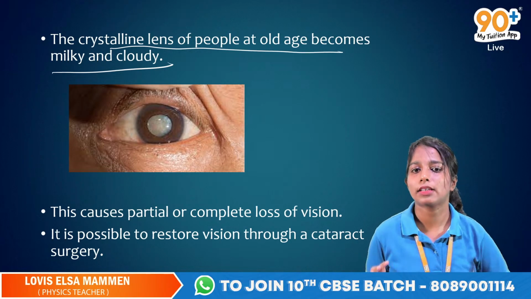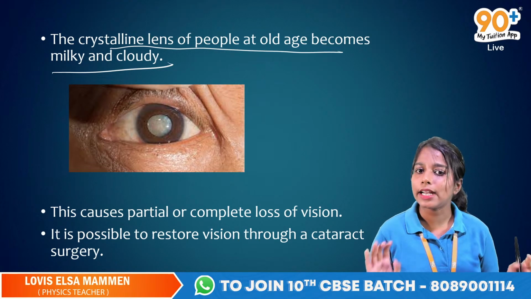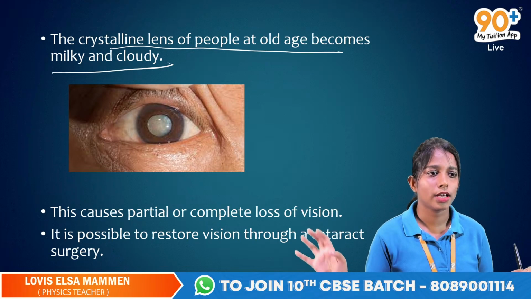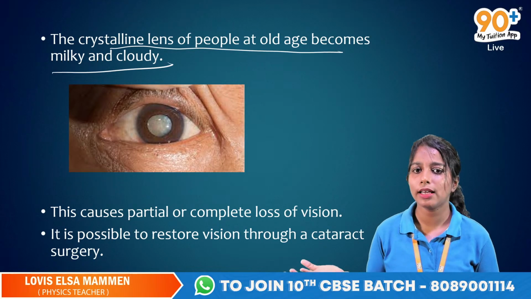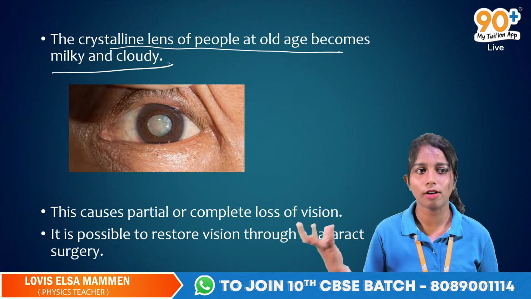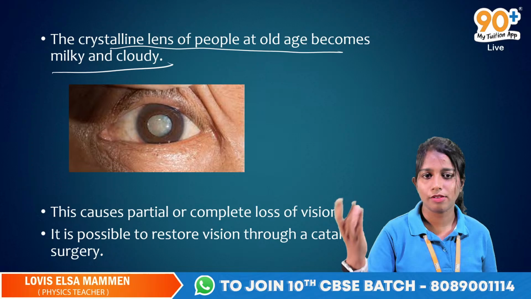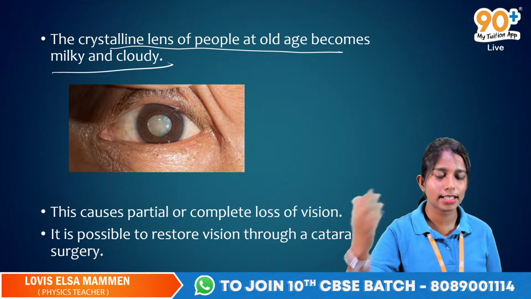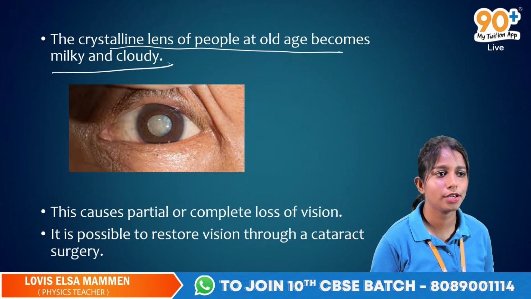So that is cataract and how you can correct it. These are the three defects of vision plus one more defect. Normally they go and visit the doctor, and the doctor will advise them to have a cataract surgery, and then they come back. Got it, everyone understood the concept.